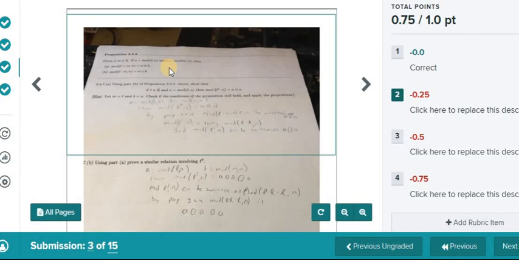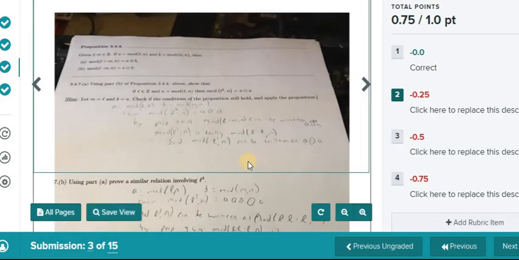All right, so let me critique a couple of papers just to give you an idea of what I'm looking at here. So here's one paper. First of all, you should notice that this is almost completely illegible. It's very difficult to read.